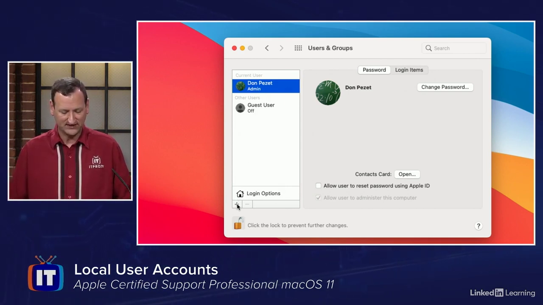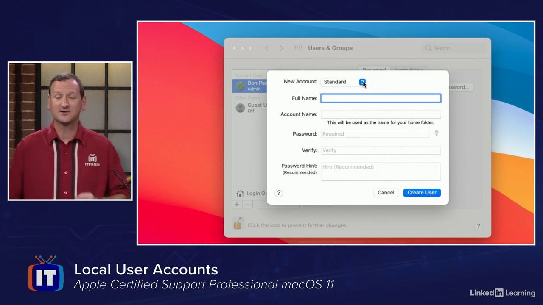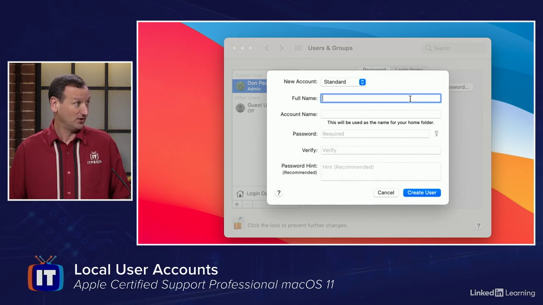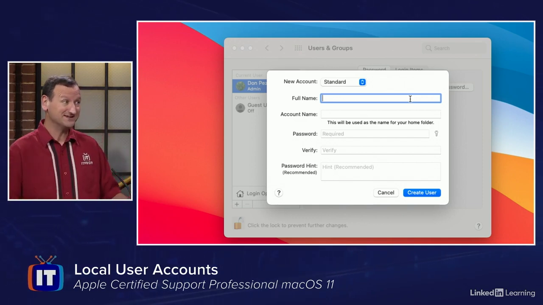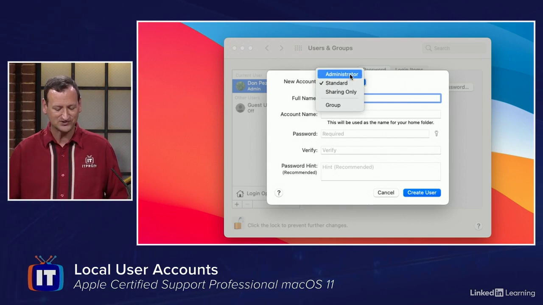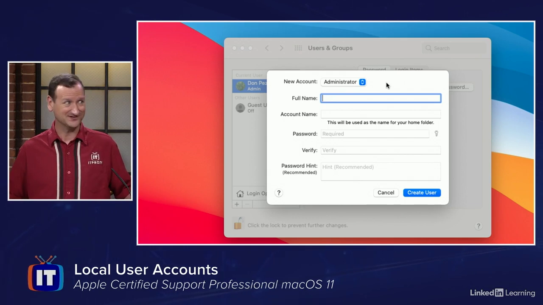I'm going to hit the plus sign down here to add a user account. And when I do that, it's going to ask what type of account I'm creating, and it defaults to a standard user. So maybe I want Zach to have an account. Thank you. I want you to use the computer, but I don't want you to break it. So I don't want to make you an administrator. Right. If I hit this drop-down box, I can choose administrator. Now Zach can do whatever he wanted. And believe me, if you know Zach, he can do some real damage.